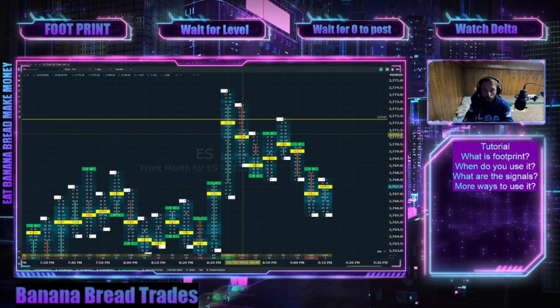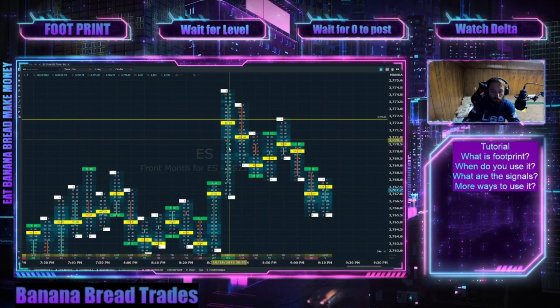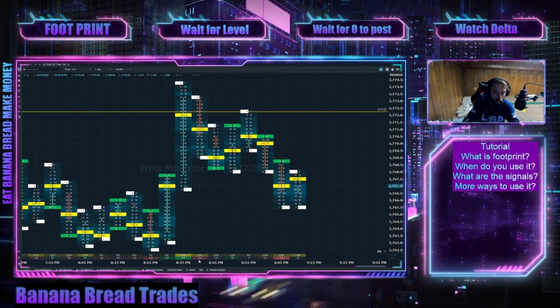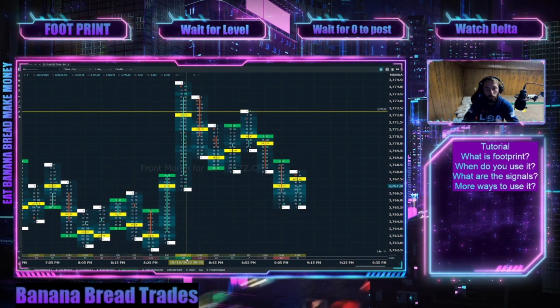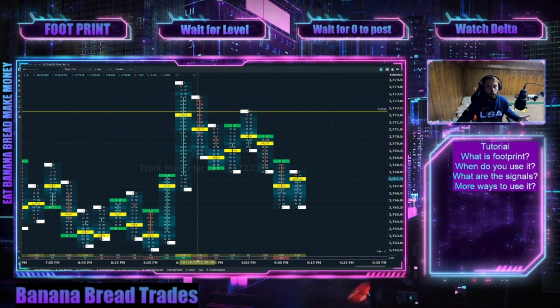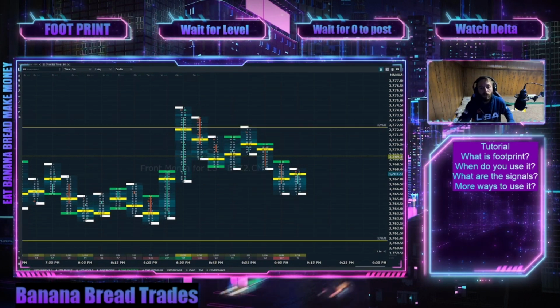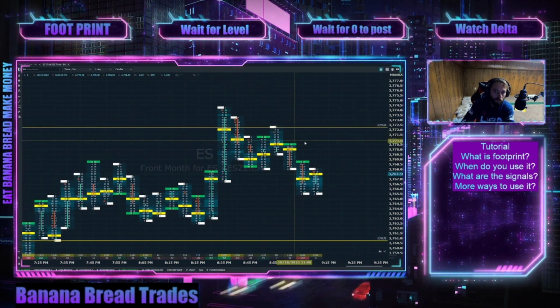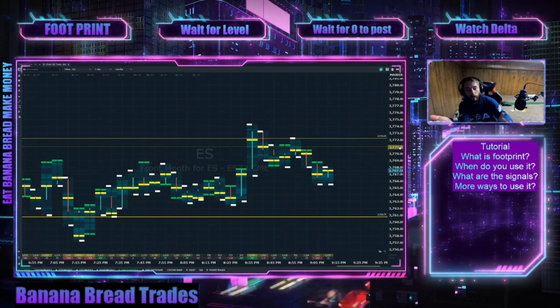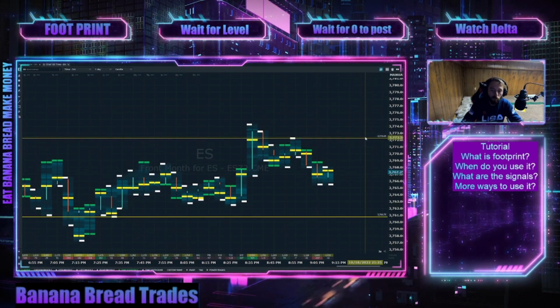Also, we have this yellow, this is showing the POC, and at the bottom of the chart, we have our volume and our delta. Right? Green delta shows that there's buyers, red delta shows that there's a lot of sellers. So, how do I use this? When do I use it? What's the whole point, right? What is all this for?